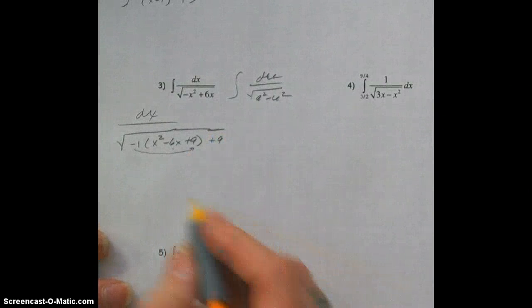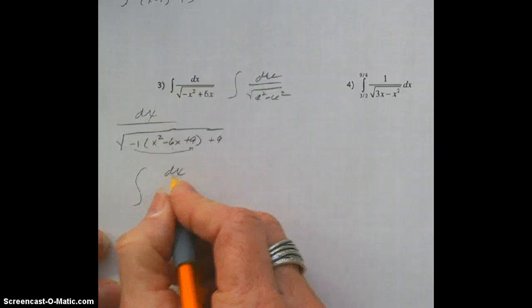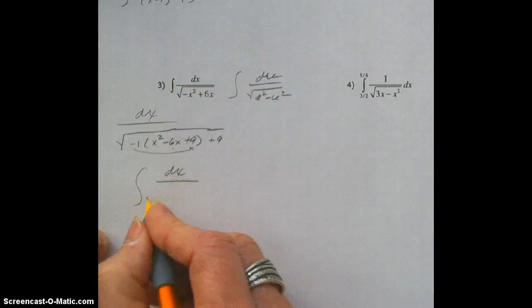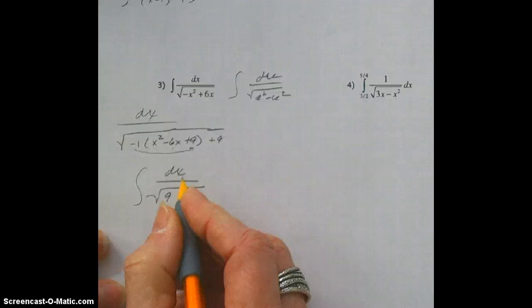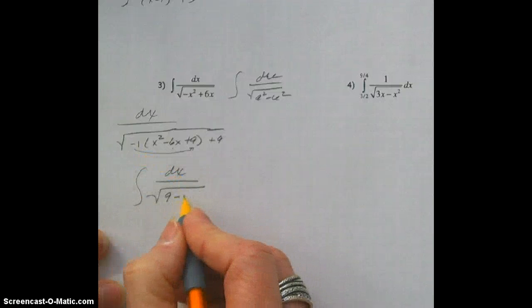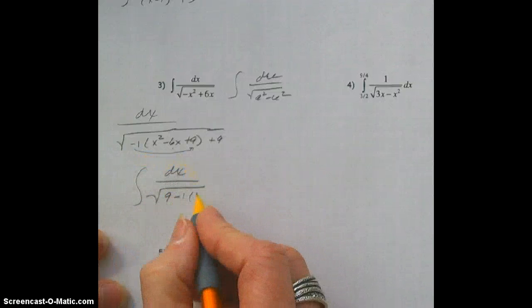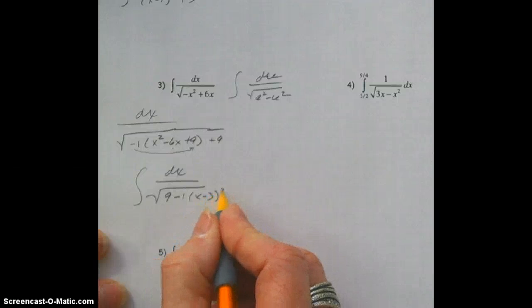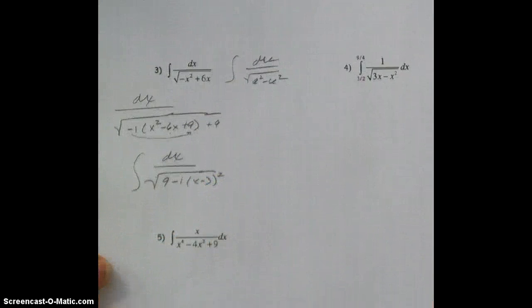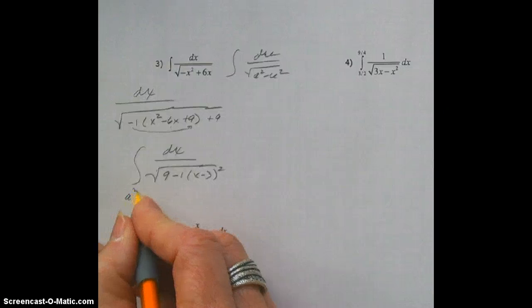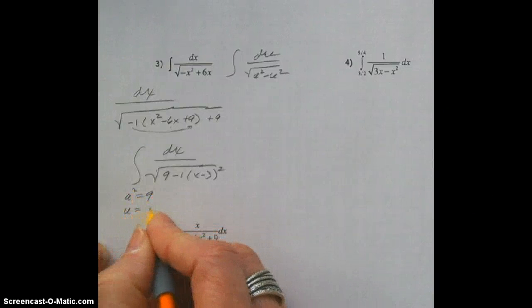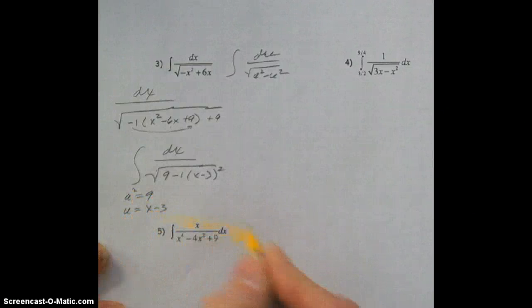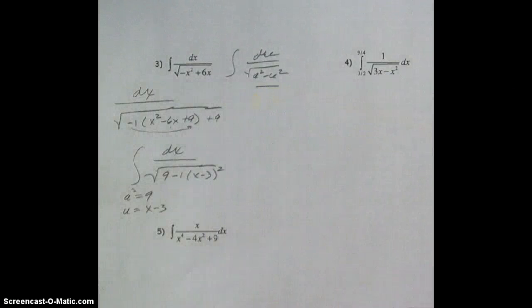Now again, it might not look like it, but what you're going to integrate, 9 is positive, so we have a square root of 9. This is minus 1. Complete the square, x minus 3 quantity squared. Let's identify. A squared is equal to 9. U is equal to x minus 3. And then we can just use our rule for sine inverse.